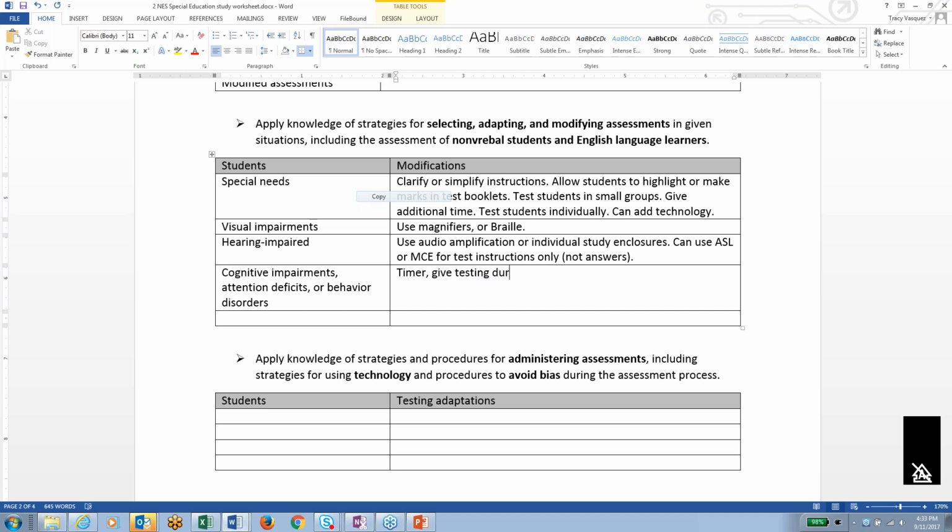Yes, so you can use testing duration. You can shorten the testing sit time. You can extend over several days. Perfect. Thank you for sharing. Anything else? Sometimes students may be allowed to use calculators or math manipulators. We'll put that up here.